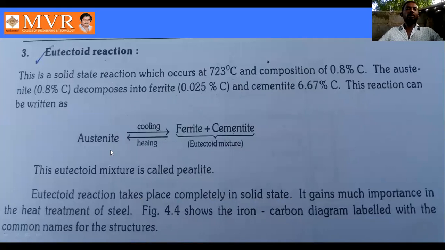So the eutectoid reaction, austenite on heating and cooling, we can get ferrite plus cementite. The phase keeps changing. The eutectoid mixture we can also call pearlite. So austenite on heating or cooling, we can get ferrite plus cementite.